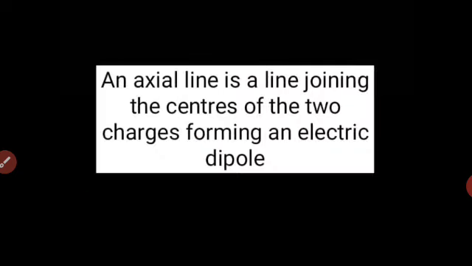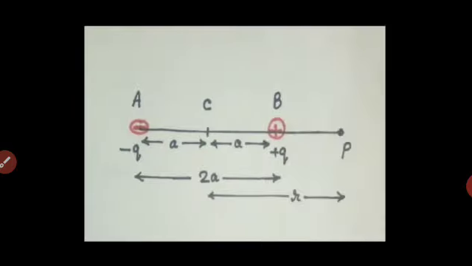What is an axial line? An axial line is a line joining the centers of the two charges forming an electric dipole. So we know that an electric dipole comprises two charges of equal magnitude but opposite nature separated by a distance. Let us look at the diagram.